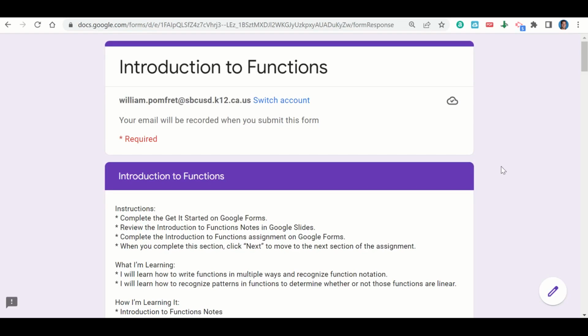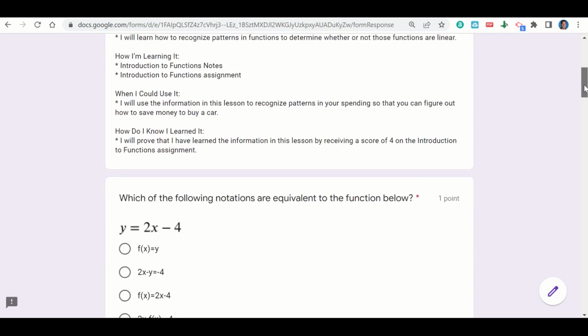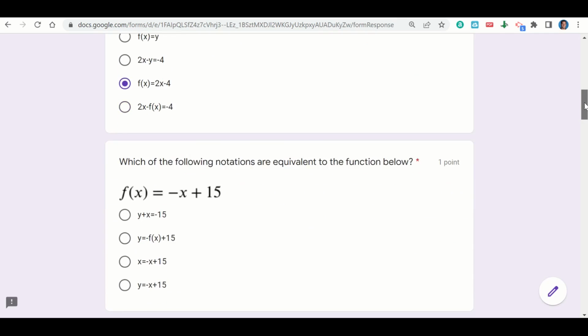Let's take a look now at the Introduction to Functions assignment. If you look at the assignment, at the top of the page, we have our learning goals and success criteria here. If you continue to scroll down, it asks the questions on functions. So the first question says, which of the following notations are equivalent to the function below? So we have y equals 2x minus 4. Well, what we should notice from our notes is that y and f of x mean exactly the same thing. So we don't change anything, we just change y to be f of x. So it should say f of x equals 2x minus 4. Well, this one says f of x equals 2x minus 4, so we'll go ahead and mark that as our answer. Then we move on to the next one.